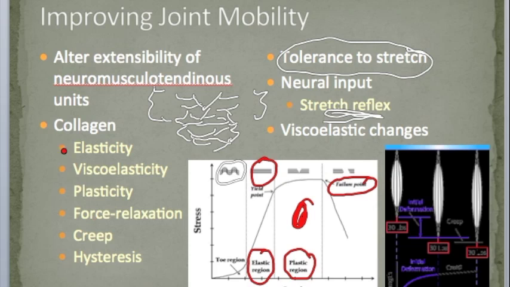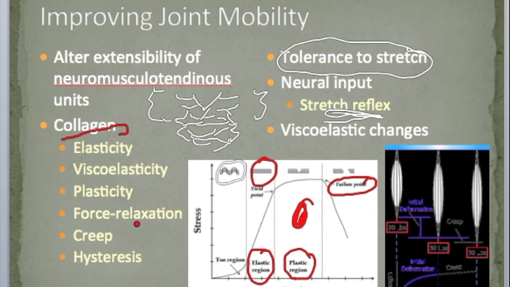So viscoelastic properties of collagen exist, meaning that warmer collagen is more elastic, or more able to stretch before reaching the failure point, than cold collagen. It's one of the reasons that we heat tissue before we stretch it.